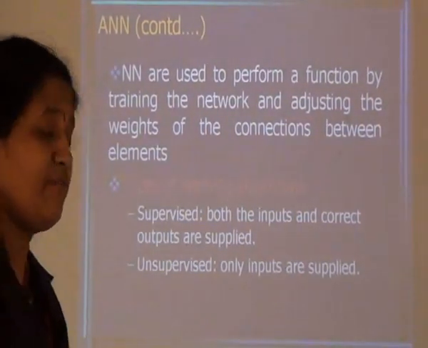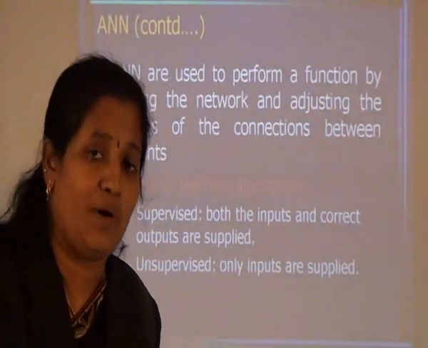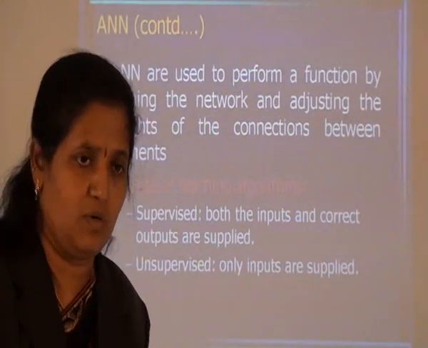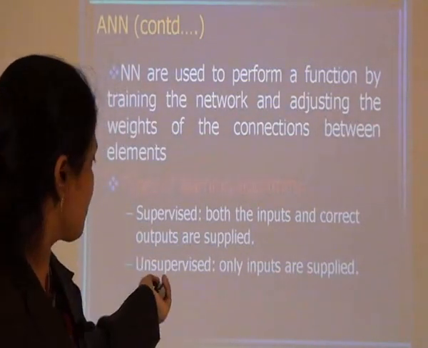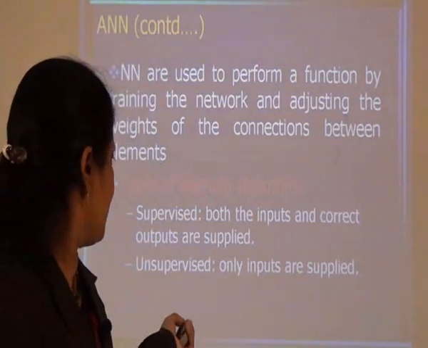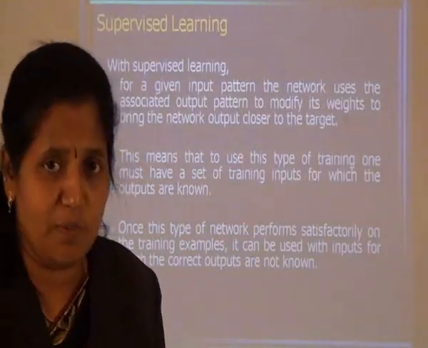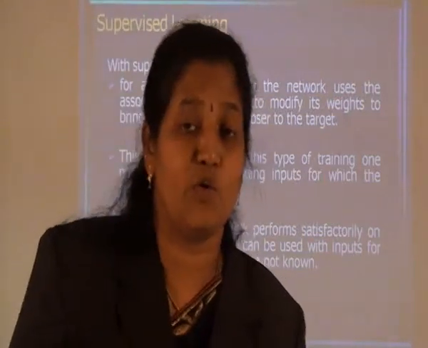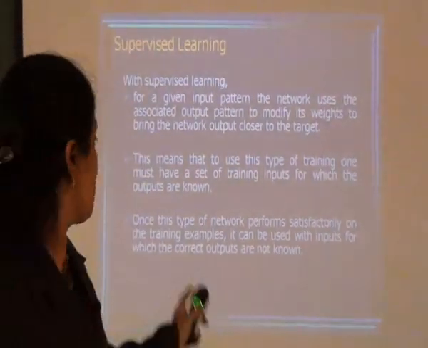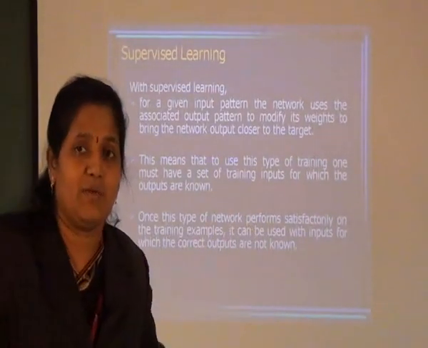There are mainly two types of learning here. A third learning is there, but we focus on only two: supervised learning and unsupervised learning. Because we need to train the neural network to think like a human being. So one is supervised training or supervised learning, and the second one is unsupervised.